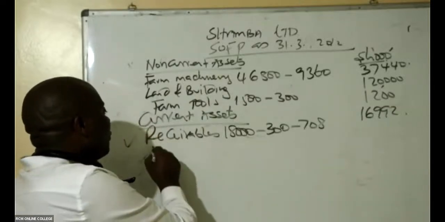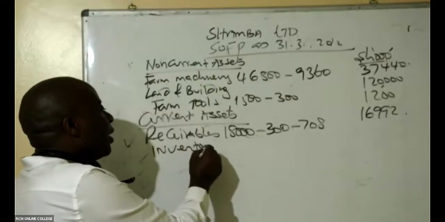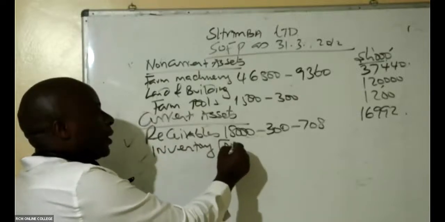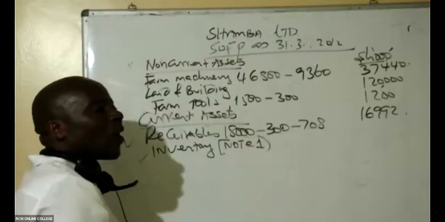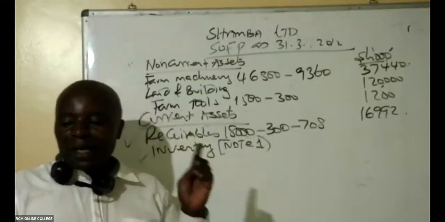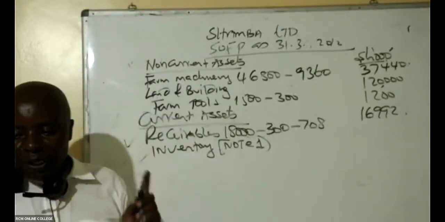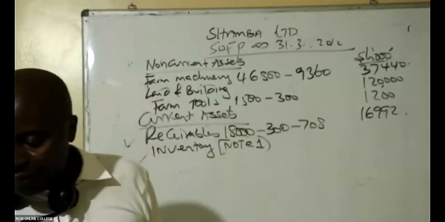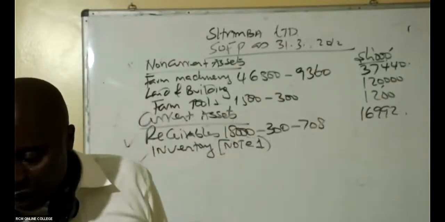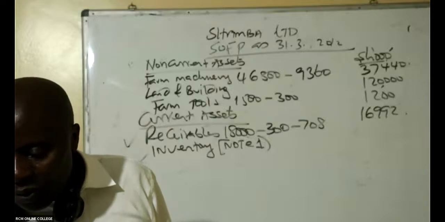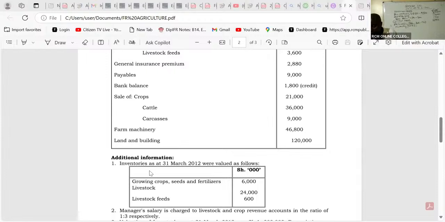Oh yes, inventory. Go to the notes. Specifically, note 1 is where you'll be able to get closing inventory. We don't bring opening inventory here; we shall always bring closing inventory. So closing inventory, ladies and gentlemen, note 1, you can see these ones here. You add all of them, 6,000 plus 24,000 plus 600.